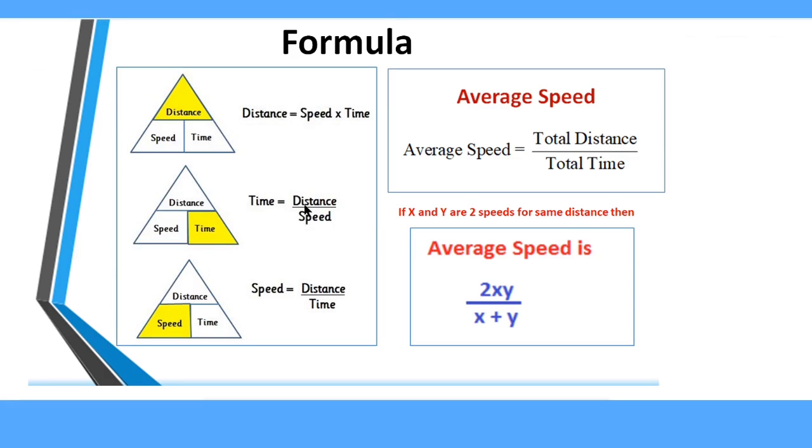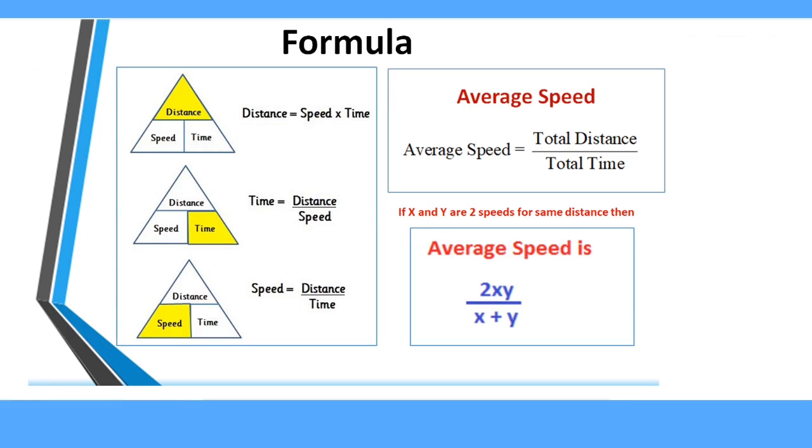Now next is average speed. Average speed is total distance upon total time. And another formula for average speed is, if x and y are two speeds for the same distance, then average speed equals 2 into x into y upon x plus y. So this is our other average speed formula. We will learn it by a few simple examples.